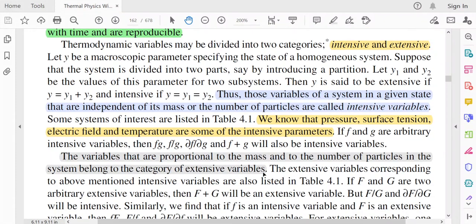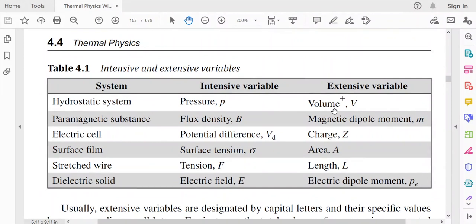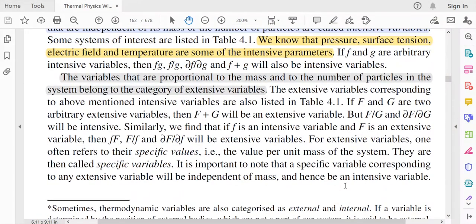Now, what are extensive variables? The variables that are proportional to the mass and to the number of particles in the system belong to the category of extensive variables. What are the examples of extensive variables? Extensive variables are volume, magnetic dipole moment, charge, area, length, electric dipole moment, etc.